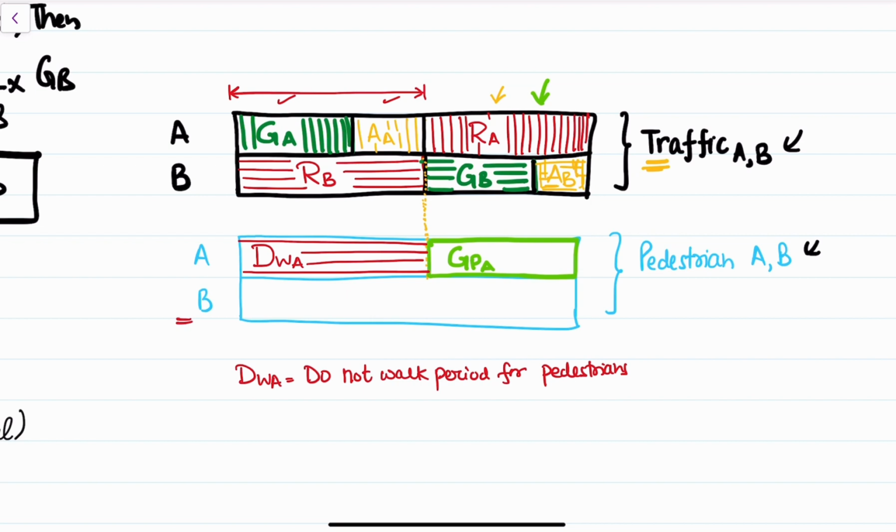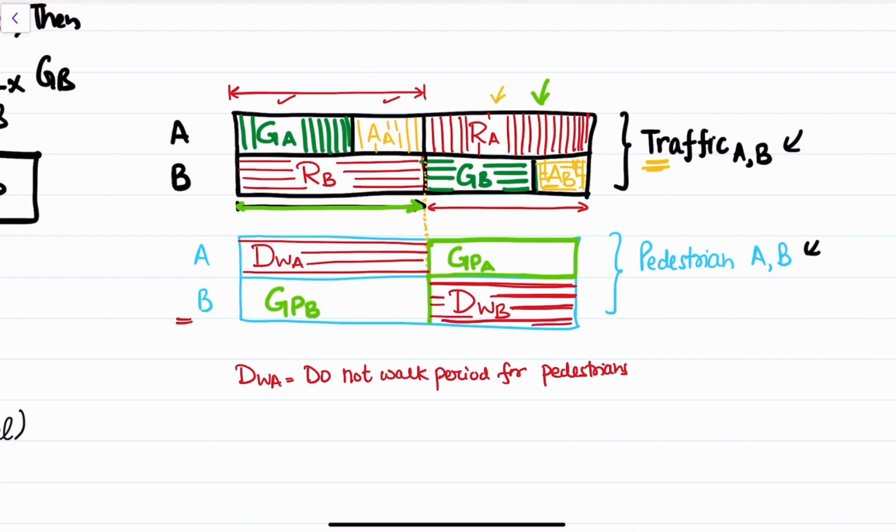Now let's go for road B. If you see at this time frame RB, when it is red for the traffic at road B, the vehicles are not allowed to move, so we can say the pedestrians are allowed to move in road B. And when the vehicles are allowed to move in road B, the pedestrians are not allowed to move in road B. So we will have the do not walk period at road B.